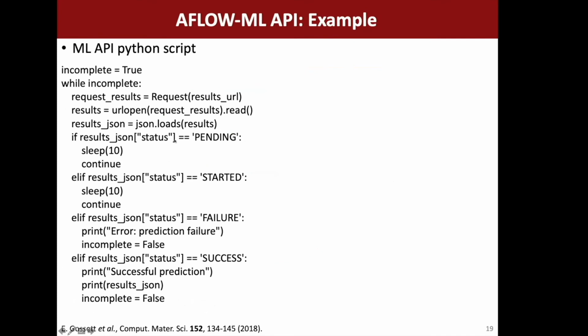So if it's pending, it'll sleep for 10 seconds and then requery. If it has started, it'll also sleep. This means the model is currently in the process of making the prediction. It'll also sleep for 10 seconds and then wait. If there's a failure, it'll write out the error, prediction failure. That might mean, for example, that there's something wrong with your script, or that maybe you typed MDF instead of MFD, or there might be something wrong with your input file. It might not be formatted correctly. And finally, if it's successful, it'll actually print out the JSON file that you receive.